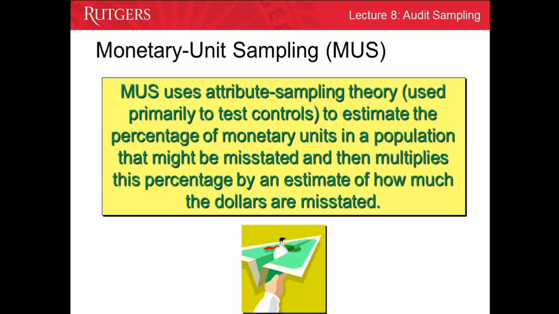MUS is designed primarily to test for overstatement errors. However, it can accommodate understatement errors if special considerations are made during the evaluation of the sample result. MUS is most appropriate for low error rate populations because it provides as effective a test as classical variable sampling does, but has a more efficient sample size.